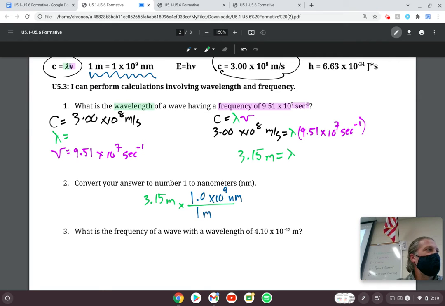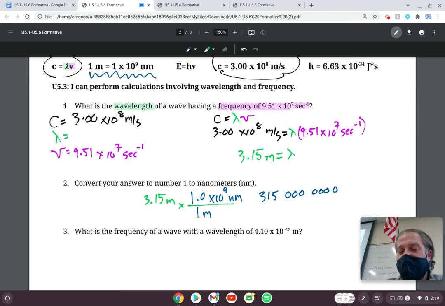Really big number. What happened there? Did I do that right? 3.15. Oh, I didn't put that in the calculator. 3.15 times 1 times 10 to the 9th gives me something like this. So I get something like 315 with, let's see, 1, 2, 3, 4, 5, 6, 7 zeros after it.